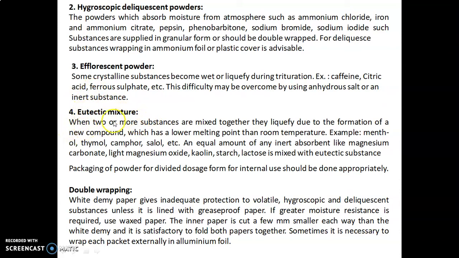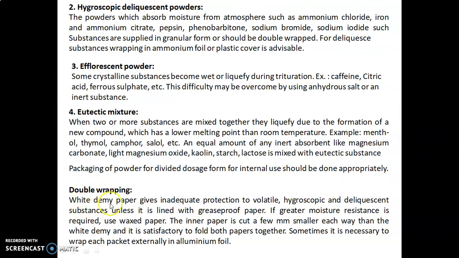Eutectic mixture: when two or more substances are mixed together, they liquefy due to the formation of a new compound which has a lower melting point than room temperature. Example, menthol, thymol, camphor, salol, etc. An equal amount of any inert absorbent like magnesium carbonate, light magnesium oxide, kaolin, starch, lactose is mixed with the eutectic substance. Packaging of powder for divided dosage form for internal use should be done appropriately.